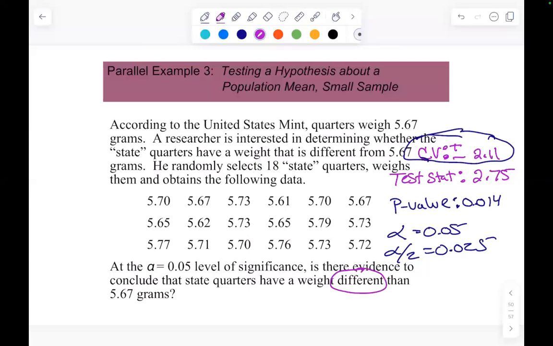Or since this p-value here, 0.014, is smaller than our alpha of 0.05, we reject the null hypothesis. Those are the two ways of checking. Questions?